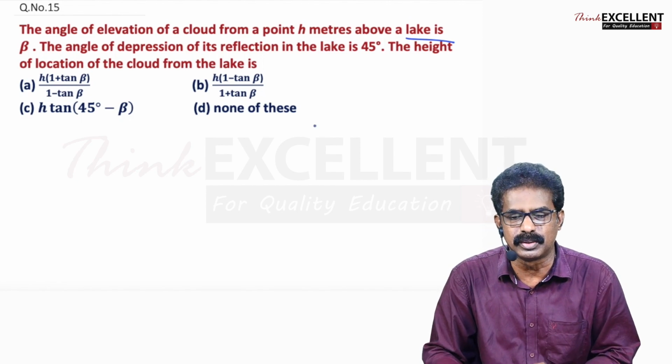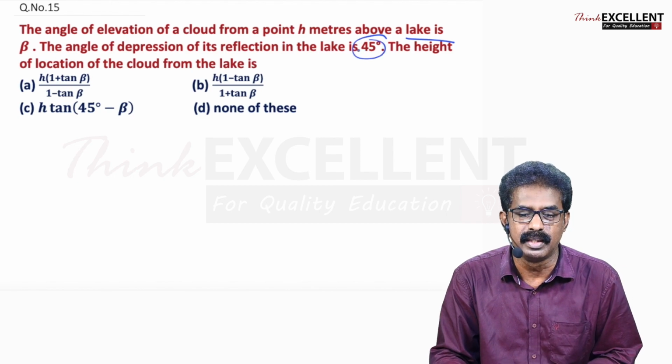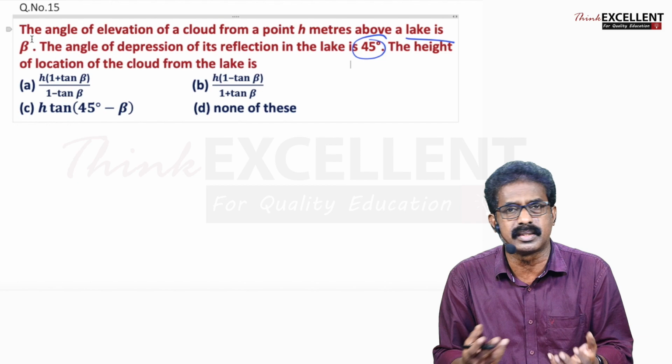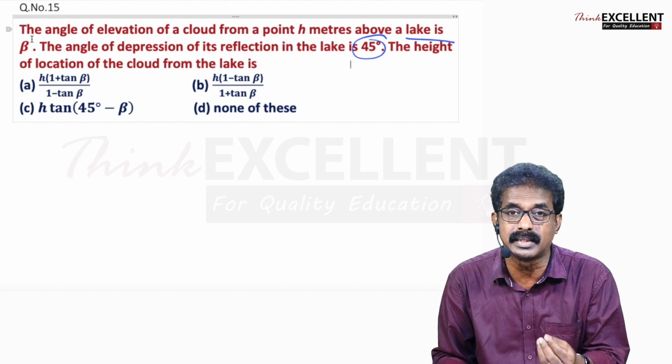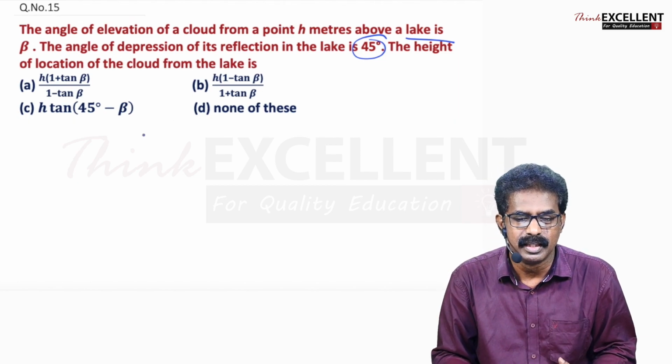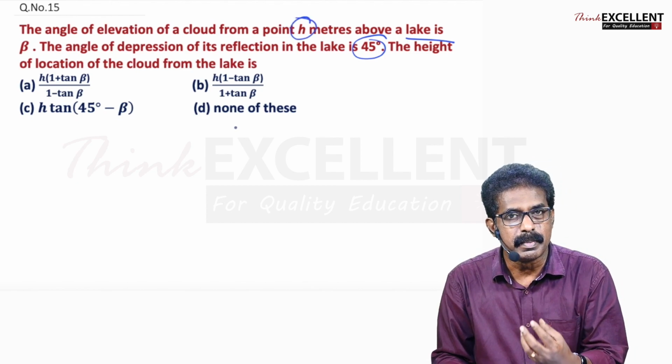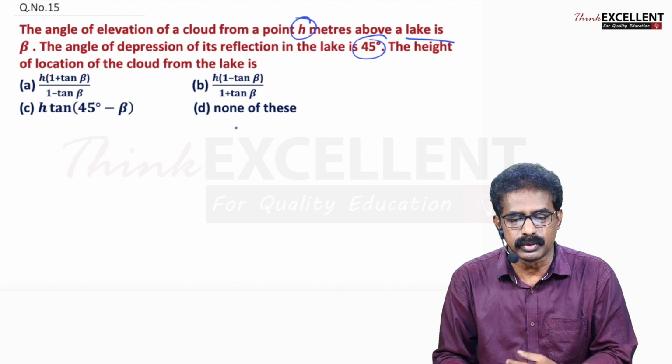Just substitute. Here one angle they have given us is 45. Another angle they put beta. They can also give some value for that, 30 degree or something like that. Then you will get your answer as a small number, right? This h also they can change to some number. So try to memorize the answer for that particular question.